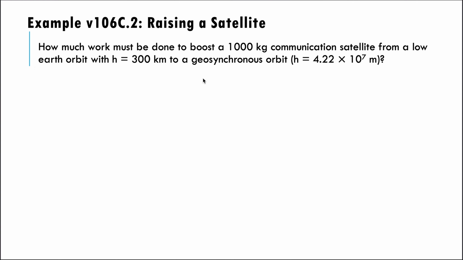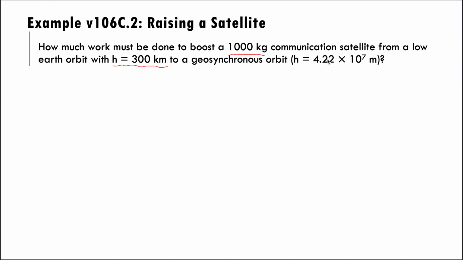Let's look at one more example from video 106C on energy and satellite motion. In this example, we're trying to raise a satellite. It says how much work must be done to boost a 1,000 kilogram communication satellite from a low Earth orbit with h equal to 300 kilometers to a geosynchronous orbit. And we learned in a previous example what a geosynchronous orbit was and what the radius of that orbit is.